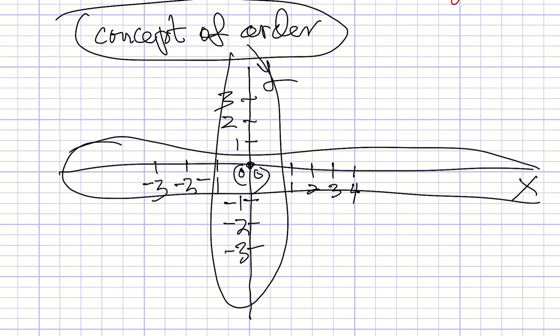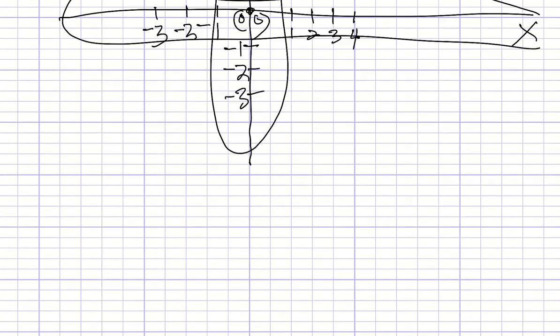So I'm just going to use the x-axis. That way I can explain to you the concept of order. Let's draw a segment of the Cartesian coordinate, like this. Right here is 0. I'm going to choose any number. It doesn't matter, you can choose whatever you want.